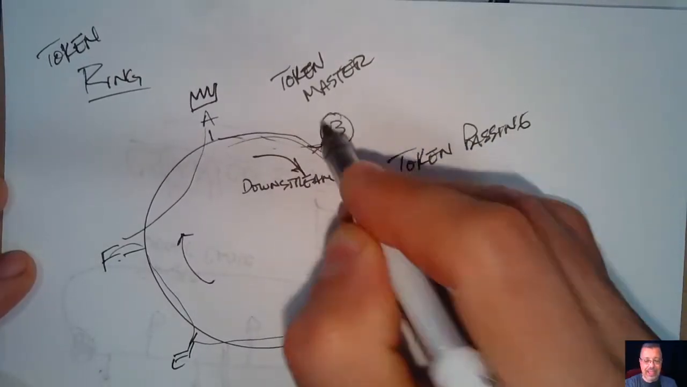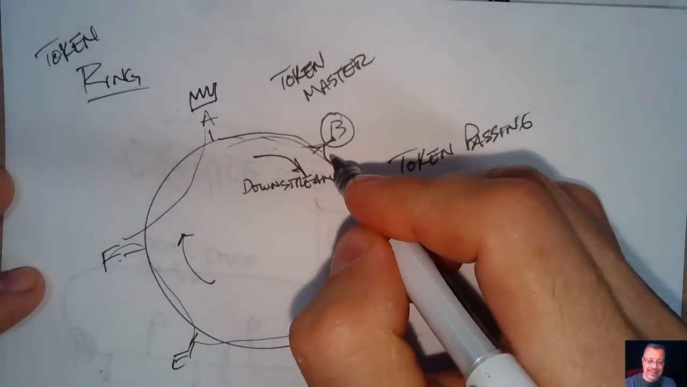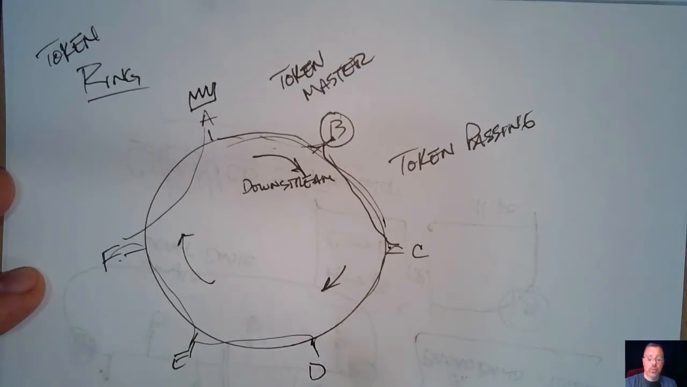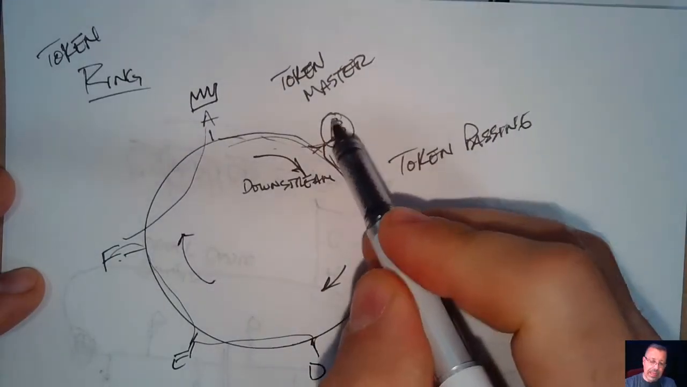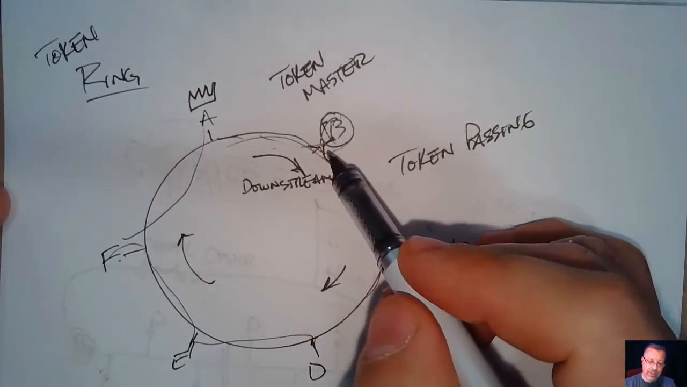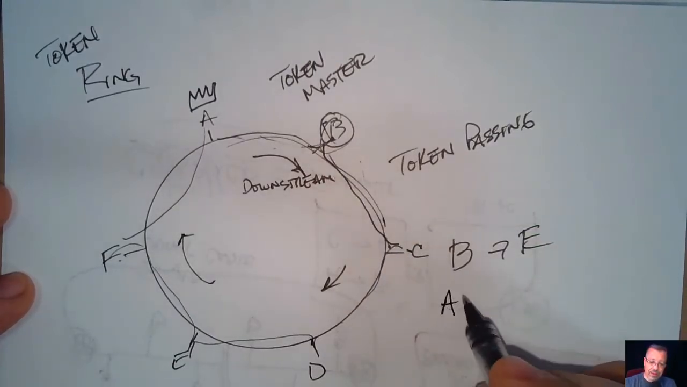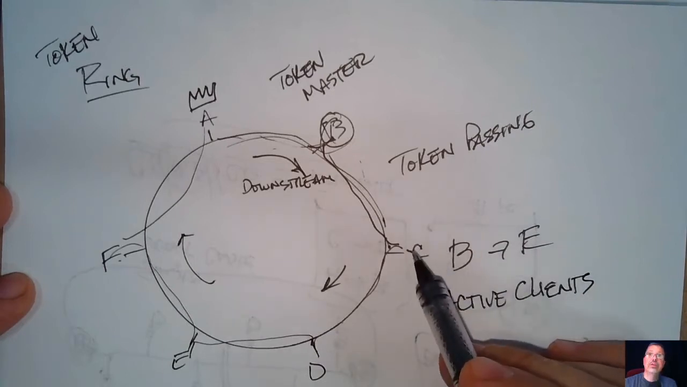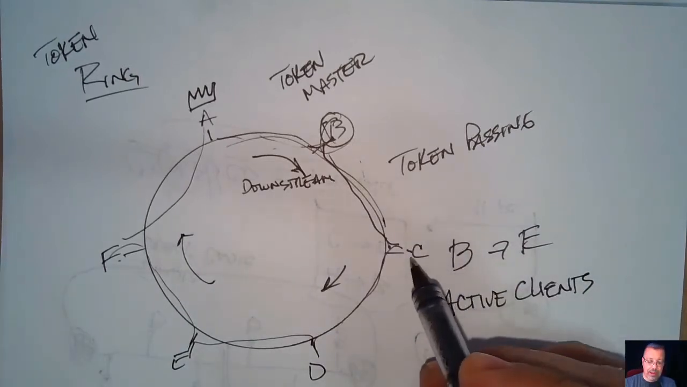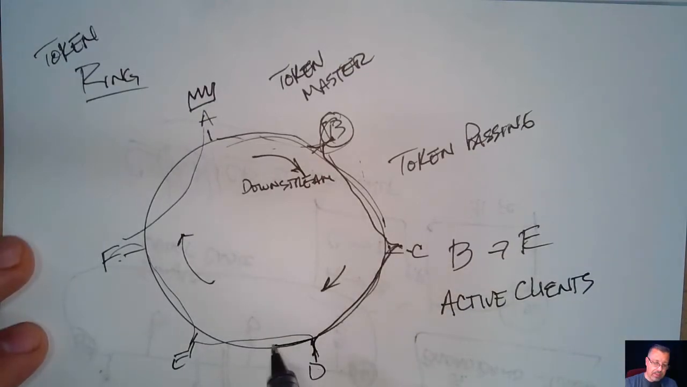Now, B receives that token. If B wants to talk, B will put whatever packet it wants inside that token and send it downstream. So let's say in this case, B wants to talk to E. Okay, so B takes the message and puts it in the token and sends it, and it comes down to C, and C gets it. Now, these are active clients. C looks at it and says, oh, this is actually for E, it's not for me. But it will regenerate the message and will send it downstream to D. D looks at it, nope, it's not for me, sends it downstream.